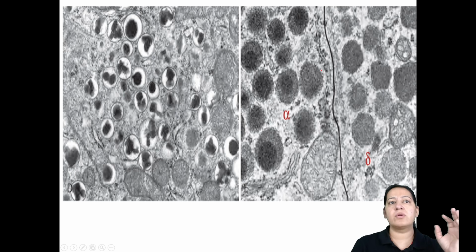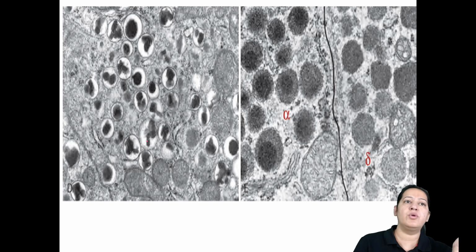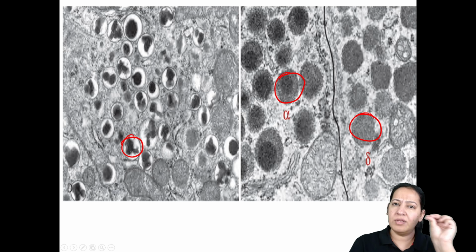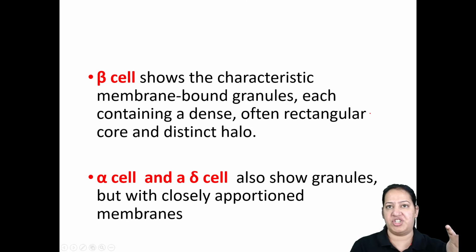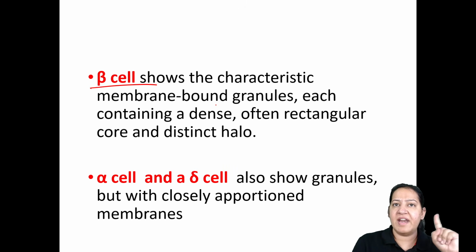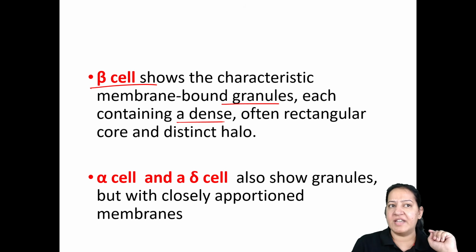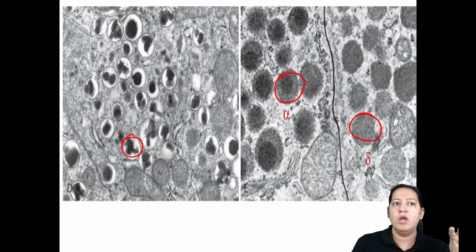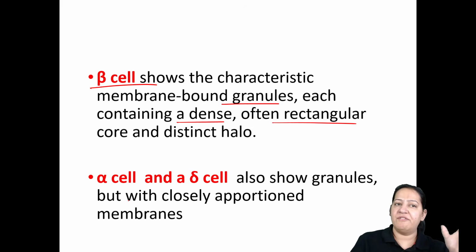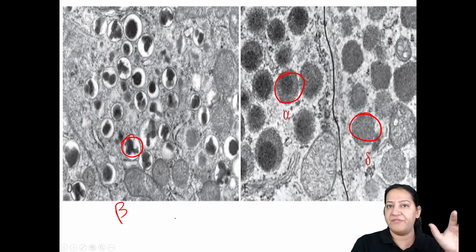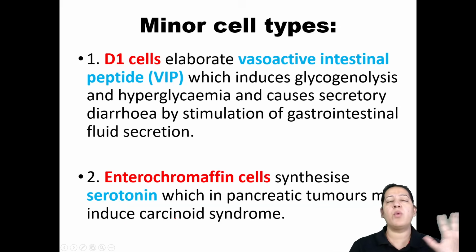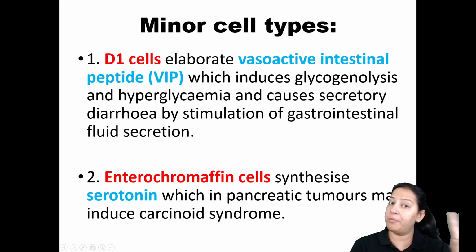In the electron microscope, the various types of cells are visible to you. These are beta cells, these are alpha cells, and these are delta cells. They have a little change in their structure. Okay, let me move ahead. You can see the beta cells have characteristic granules, each containing a dense and rectangular core with a halo. Alpha cells and delta cells also have granules, but the structure is somewhat different. We don't want to go into detail on structure. These are the four major cells.